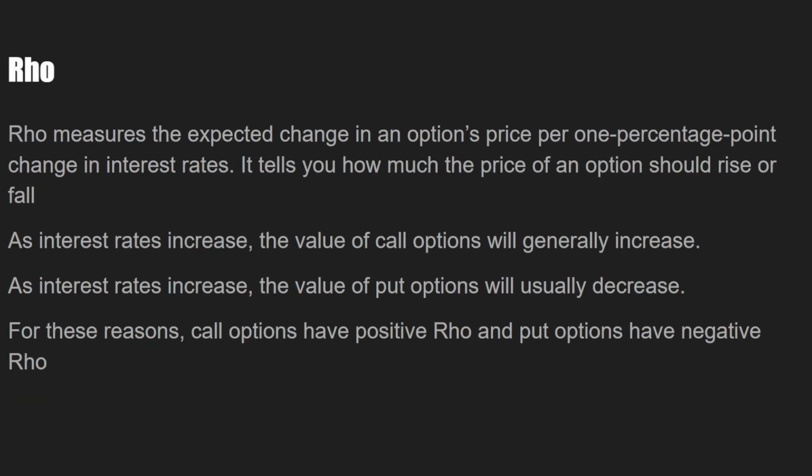Lastly, we have Rho. This measures the expected change in an option's price per 1 percentage point change in interest rates. It tells you how much the price of an option should rise or fall. As interest rates increase, the value of call options will generally increase. As interest rates increase, the value of put options will usually decrease. For those reasons, call options have positive Rho and put options have negative Rho.